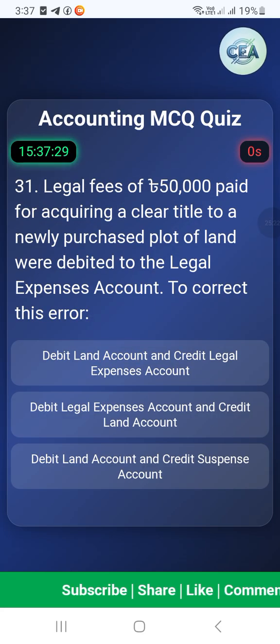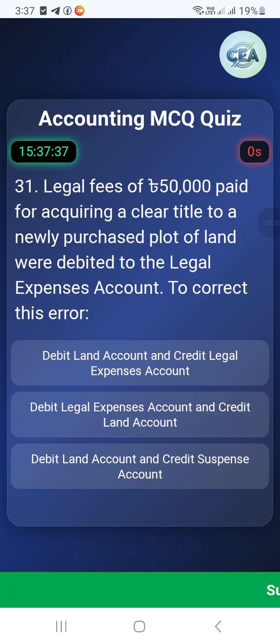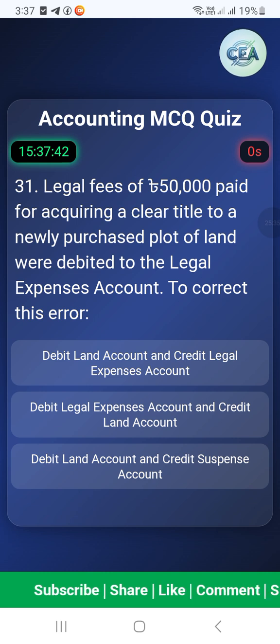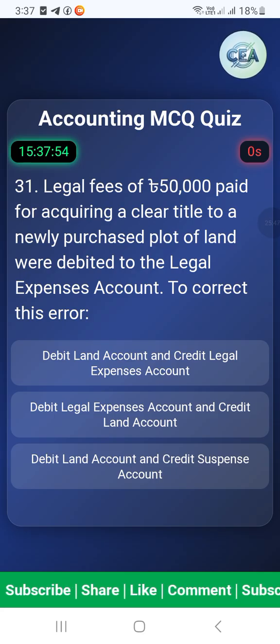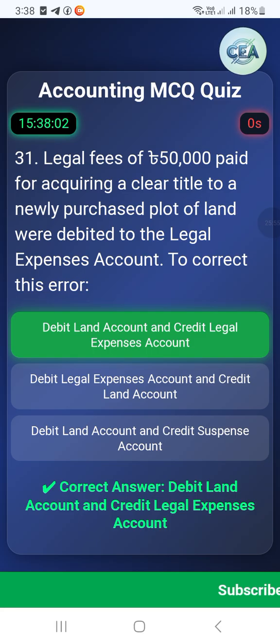31. Legal fees of 50,000 takas paid for acquiring a clear title to a newly purchased plot of land were debited to the legal expenses account. To correct this error, Option 1. Debit land account and credit legal expenses account. Option 2. Debit legal expenses account and credit land account. Option 3. Debit land account and credit suspense account. Correct answer is debit land account and credit legal expenses account.